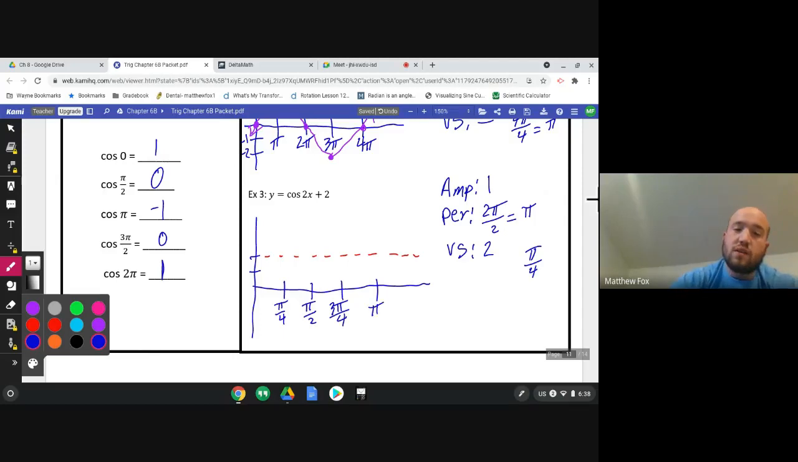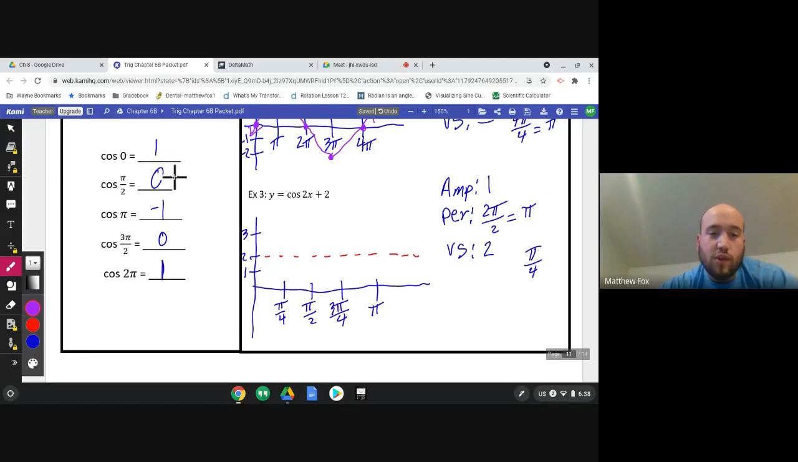Now it goes up 1 and down 1 from the midline because our amplitude is 1. So we need to go all the way up to 3 and all the way down to 1. Now, to draw it in, all we got to do, follow this pattern. So with the cosine pattern, it's a little different. Remember, we said it's 1, 0, -1, 0, 1. So 1 amplitude above will start us here at 3. It's always compared to the midline. So that's 1 above the midline.